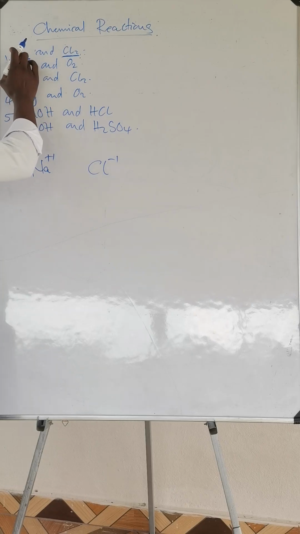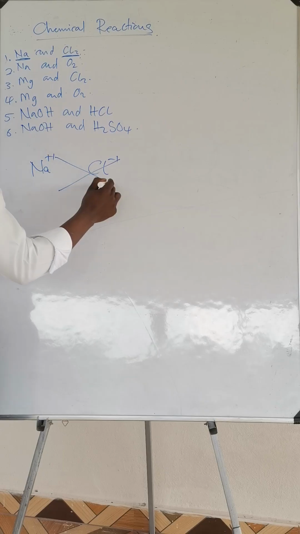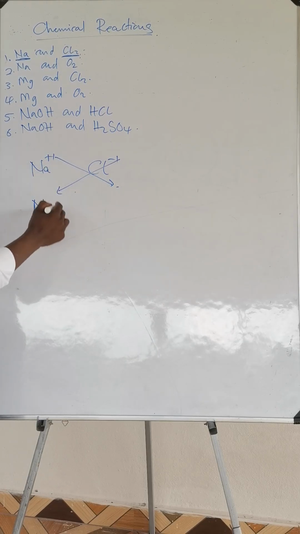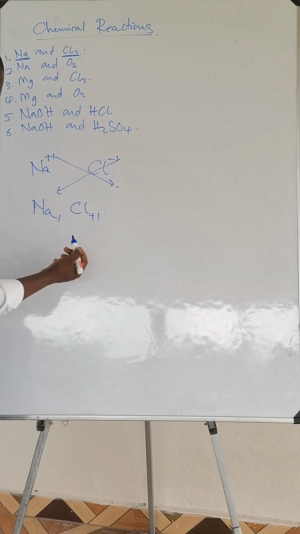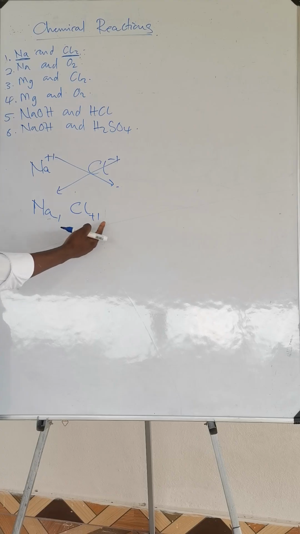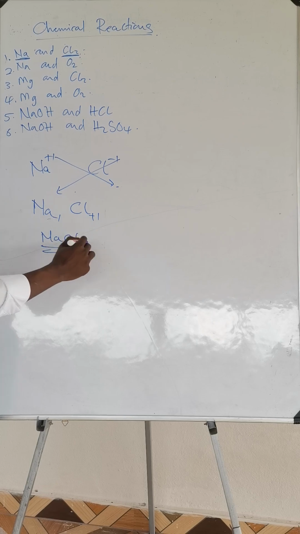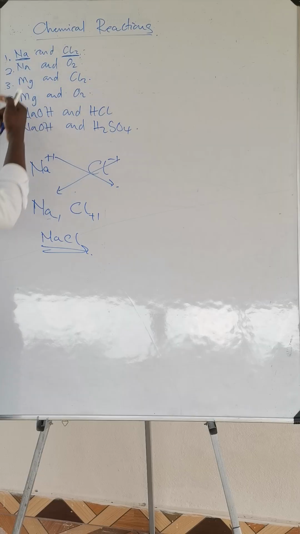To react sodium and chlorine, we just exchange these charges. Switch these charges. So the ratio is 1:1, so it becomes sodium chloride, NaCl. This is the chemical formula. This is how we react these things.